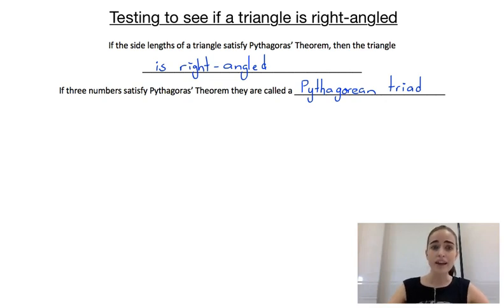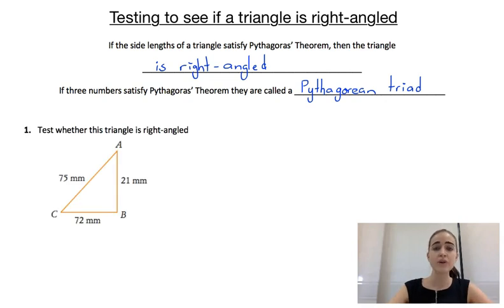The other thing I want to talk about is if three numbers satisfy Pythagoras' theorem, then they're called a Pythagorean triad. So let's have a look at some examples. So our first example asks us to test whether this is a right-angled triangle.